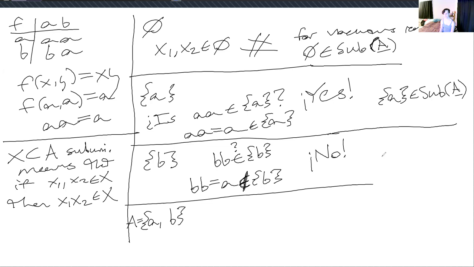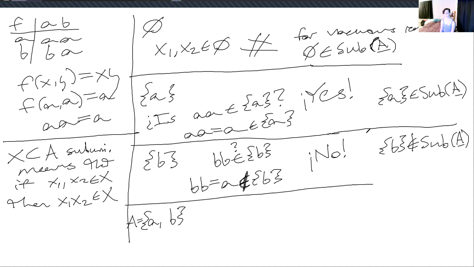And again, remember that that's not necessarily good or bad. We don't really have any goals or aspirations for this magma at the moment. We're just checking out what it is. And so in this case, we find out that the singleton B is therefore not in the collection of subuniverses of my magma A, because the singleton set B is not closed under multiplication.